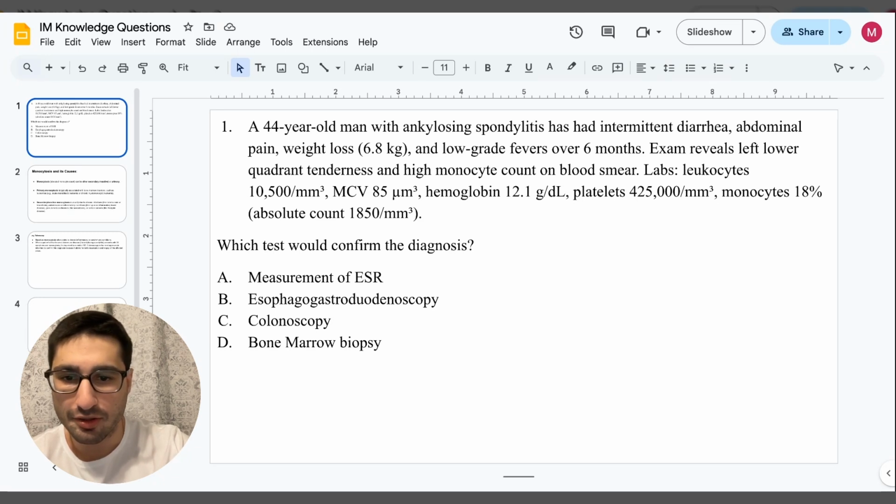Answer choice A, measurement of ESR. Answer choice B, EGD. Answer choice C, colonoscopy. And answer choice D, bone marrow biopsy.